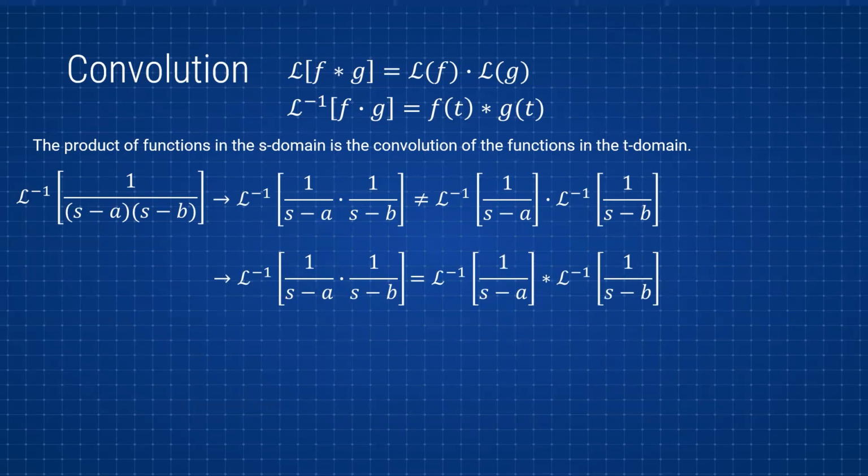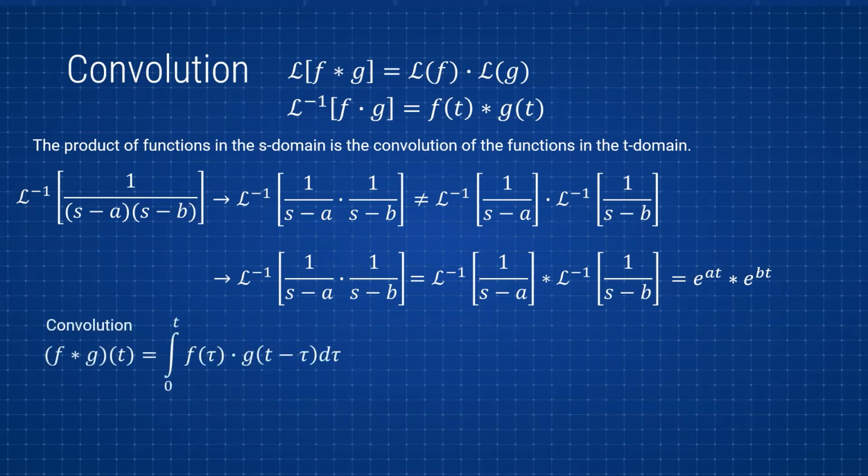but just keep in mind that the product in the S domain is not equal to a product in the T domain and vice versa. So in this case, we take the Laplace inverse of each one. We're going to get e to the at convolution e to the bt. And you can see that we use that little star to signify the convolution instead of multiplication. We use the dot for multiplication, that little star for convolution.